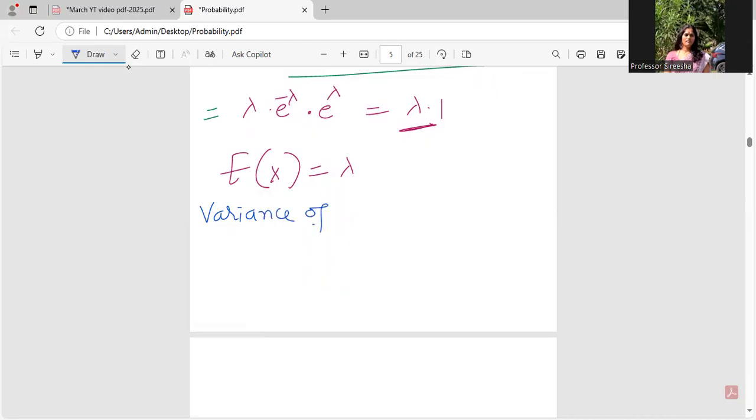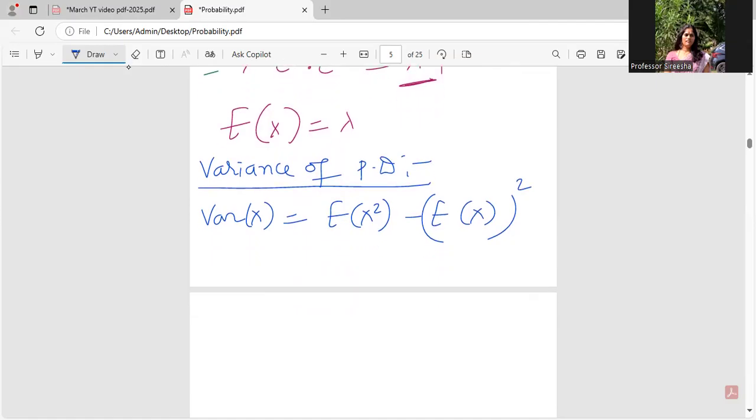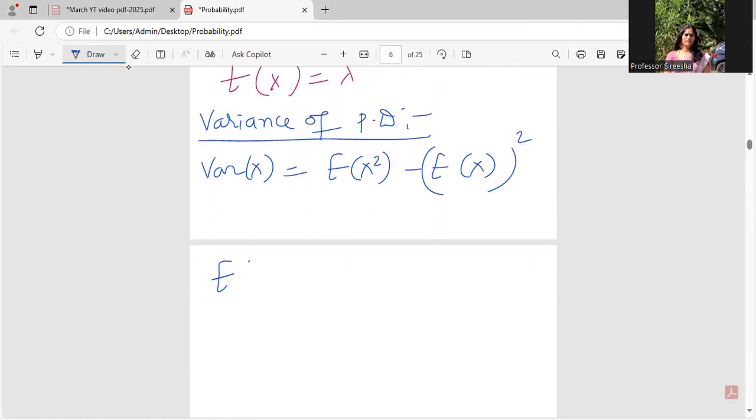Variance of Poisson distribution. How do I find variance? Variance of any X is nothing but E of X squared minus E of X whole squared. E of X I have already calculated, so I'll talk about that later. First check for E of X squared, guys. E of X squared would be what?